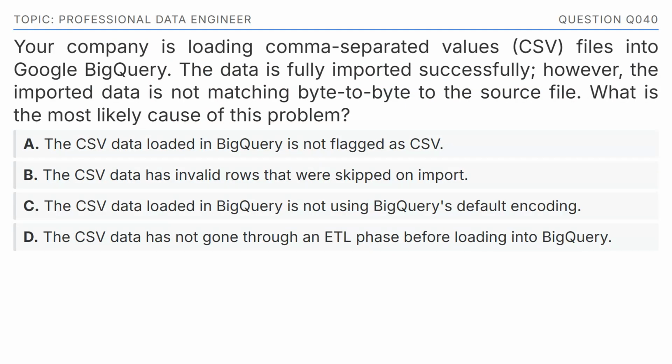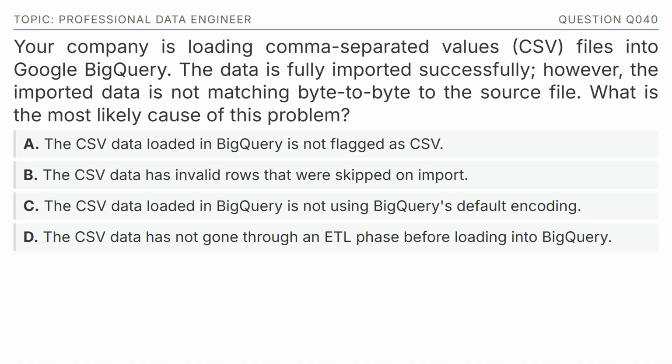Your company is loading comma-separated values, CSV, files into Google BigQuery. The data is fully imported successfully. However, the imported data is not matching byte to byte to the source file. What is the most likely cause of this problem?